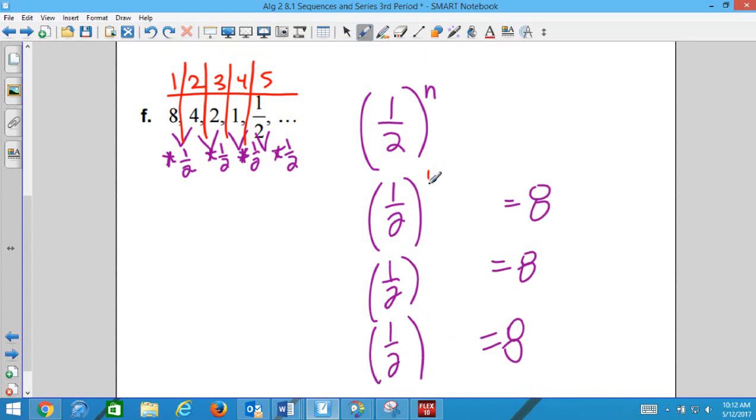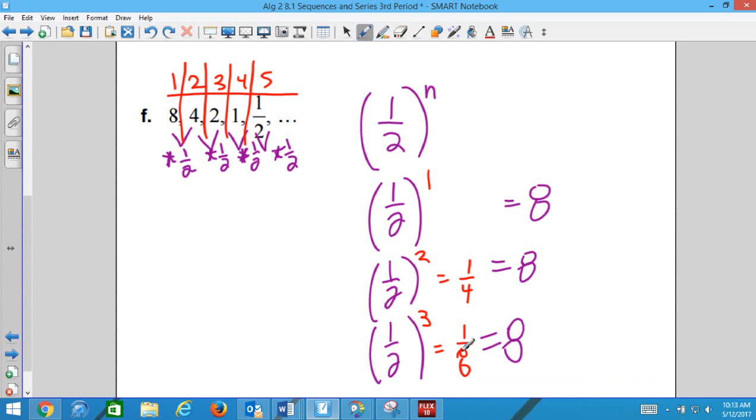I'm putting in 1, I'm putting in 2, I'm putting in 3. If I do 1/2 to the second, what do I get just for 1/2 to the second? Not decimal. 1/4. What's 1/2 to the third, not decimal? 1/8. Ooh, how do I make 1/8 into 8?